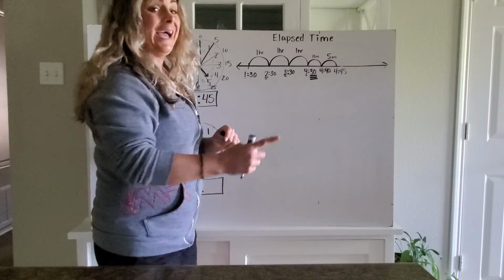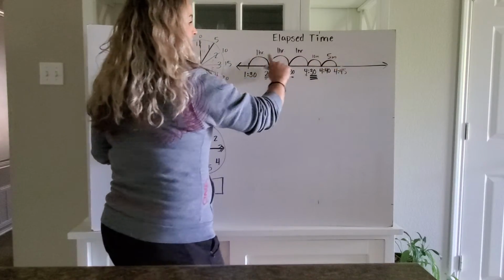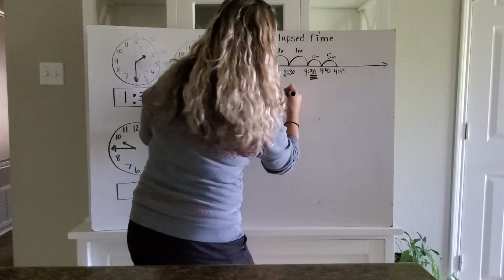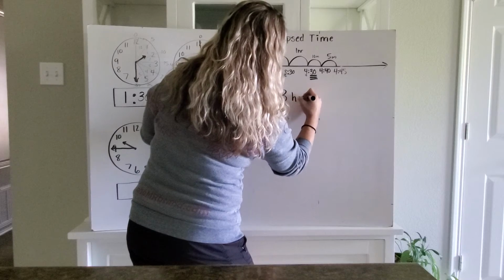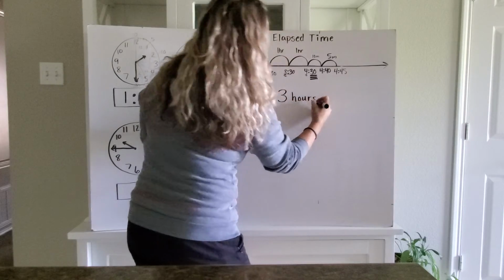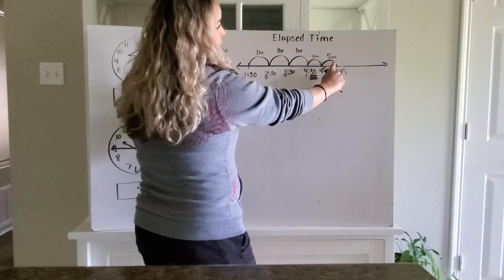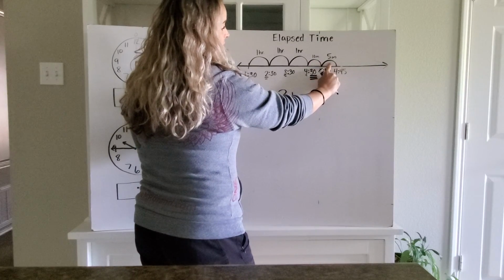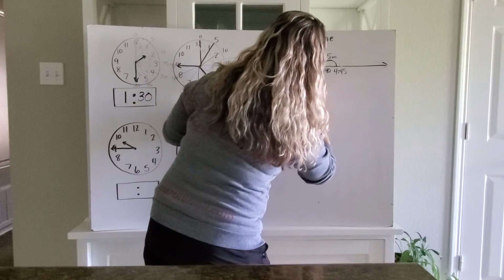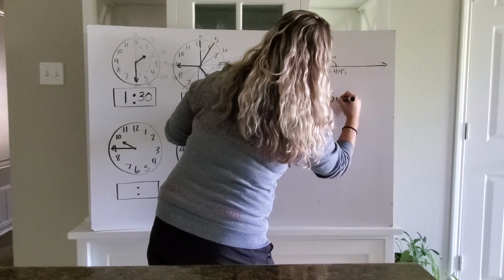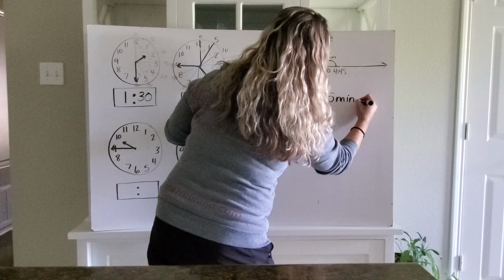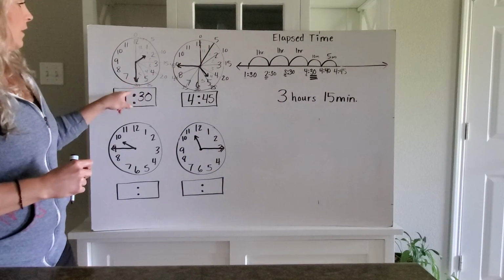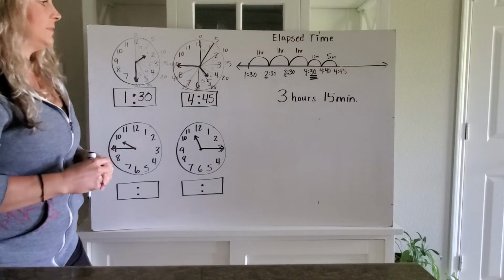So now your elapsed time is how much time has gone by up here. So that's 3 hours. And then you put your minutes together, so 10 plus 5 minutes is 3 hours and 15 minutes. That's your elapsed time for these 2 times.